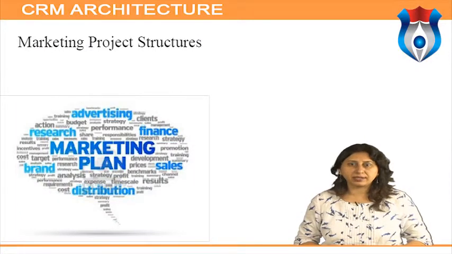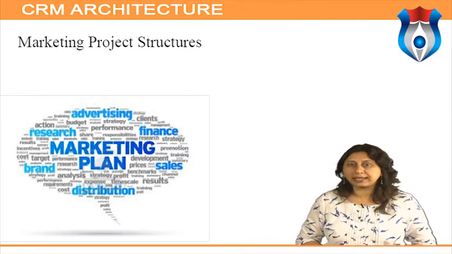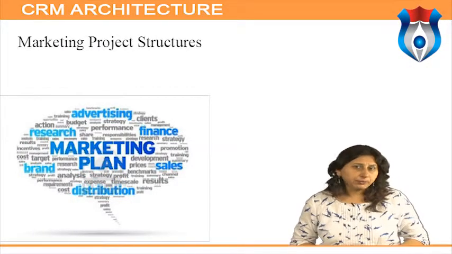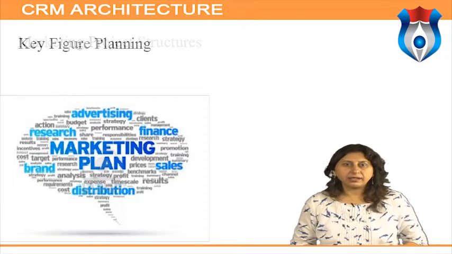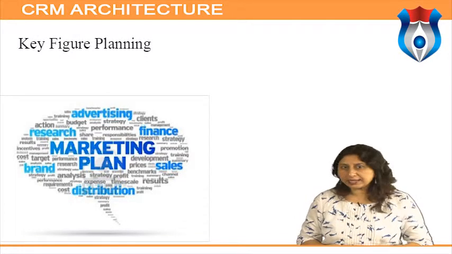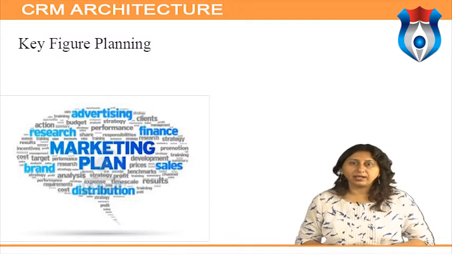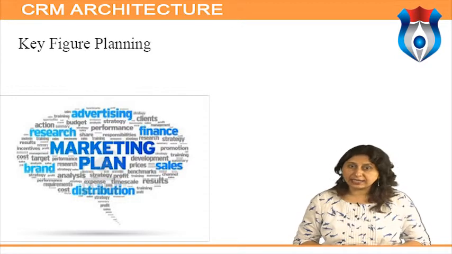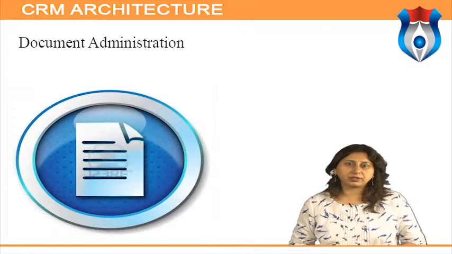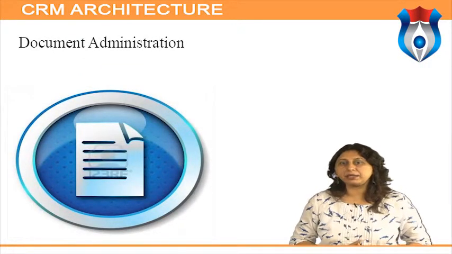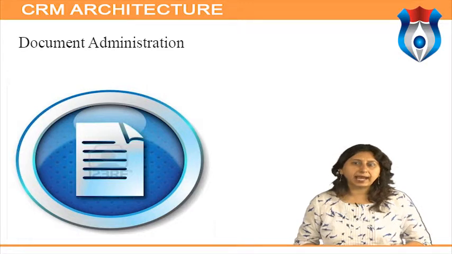Marketing project structures. We can create and edit hierarchical structures for marketing plans and campaigns. We can assign new marketing plans and campaigns to marketing plans that already exist. Key figure planning. In the marketing planner, we can enter start and finish dates for marketing projects. We use Microsoft Project for maintaining dates and scheduling in graphical form. Document administration. We can assign documents, for example, Microsoft Word, Microsoft Excel, and so on, to marketing plans and campaigns.